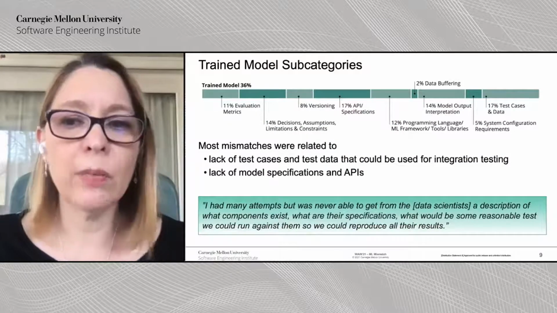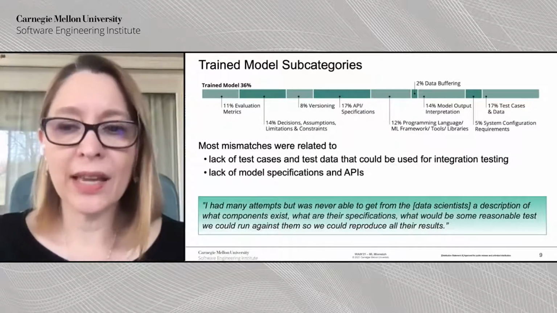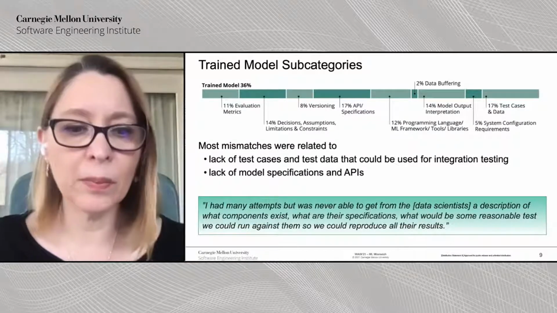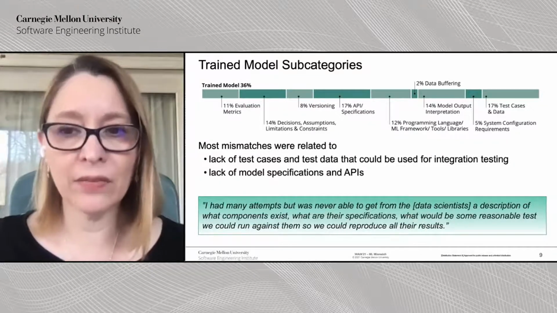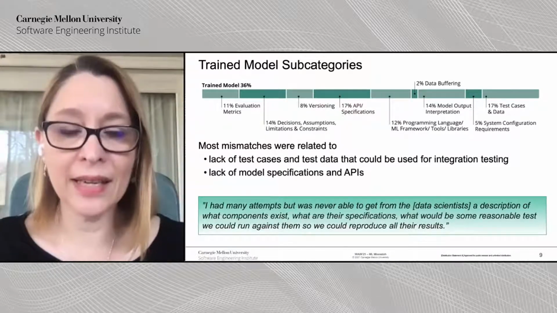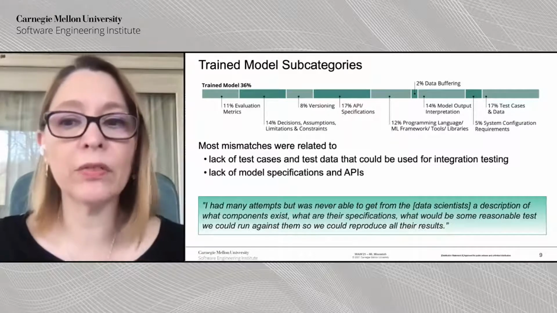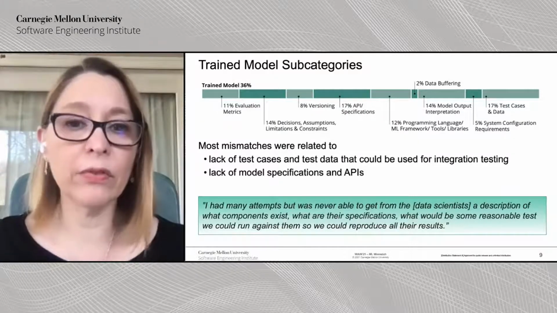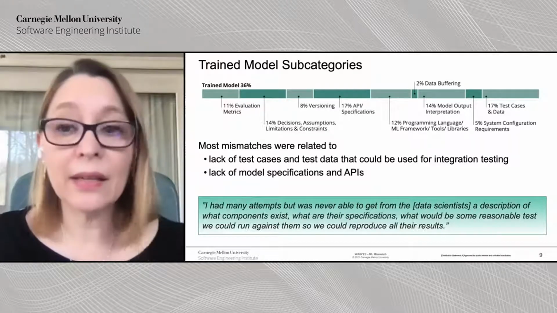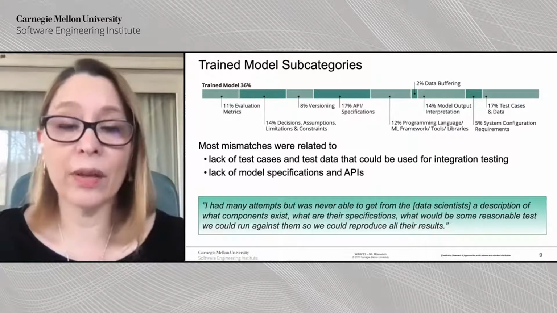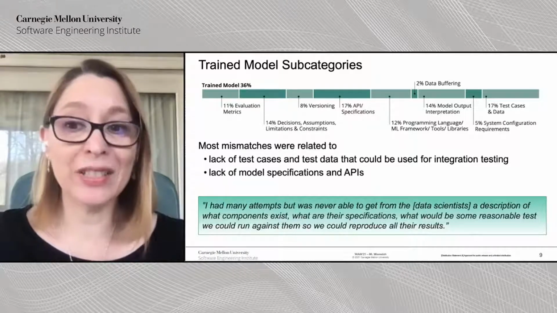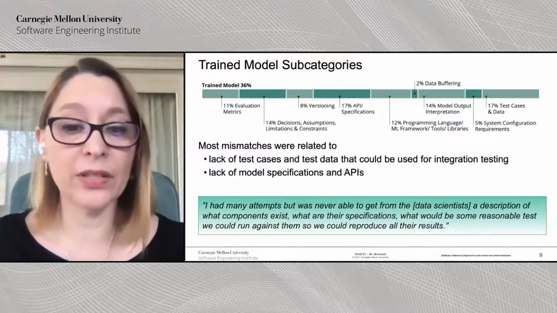So when it comes to trained model, most of the mismatches had to do with lack of information about test cases and test data, followed very closely by lack of model specifications and API. The test cases and test data is important to bring out because in general, the mismatches had to do with the fact that once a model was delivered from a data science team to a software engineering team, the software engineers simply had no idea how to test the models. How do they make sure that the model is properly integrated? What are good test cases or good data to find out if the model is integrated correctly?